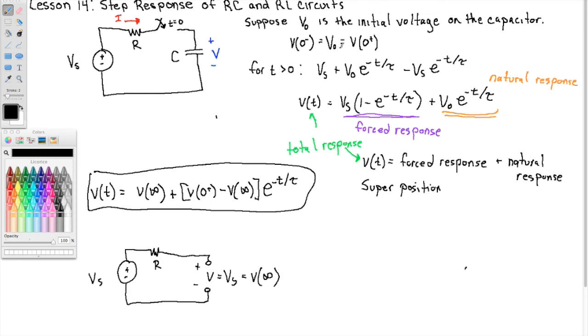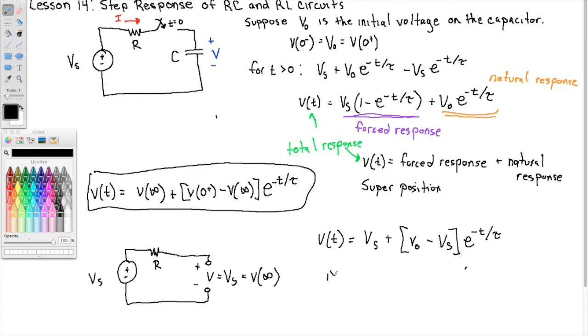Right? So let's plug everything into our equation here in the black box and see what we get. So we get V of infinity, that's Vs, plus V0 minus Vs, e to the negative t over tau. And so that is exactly this here. That's our answer.